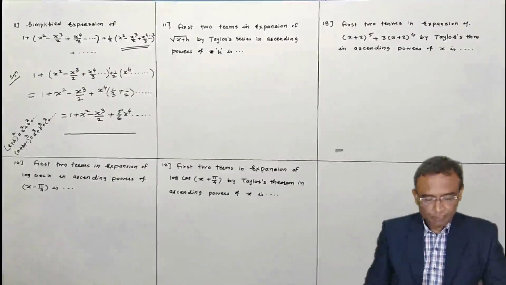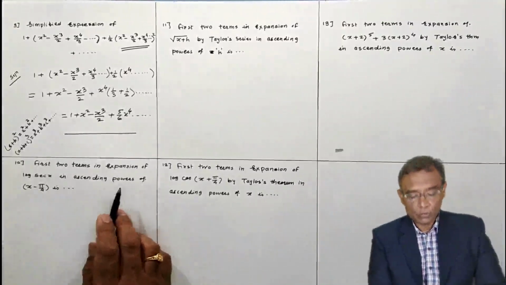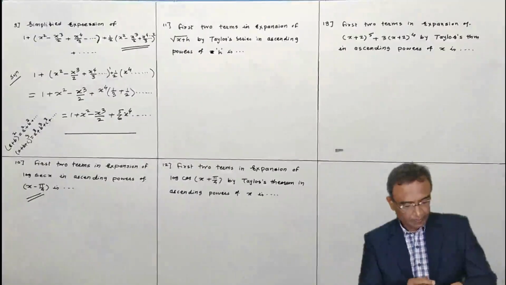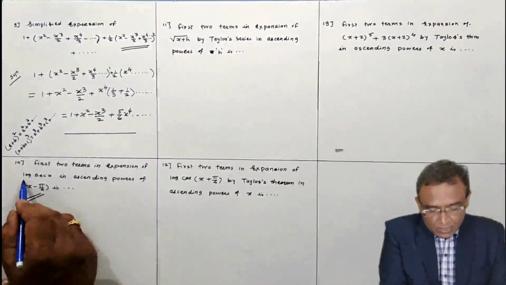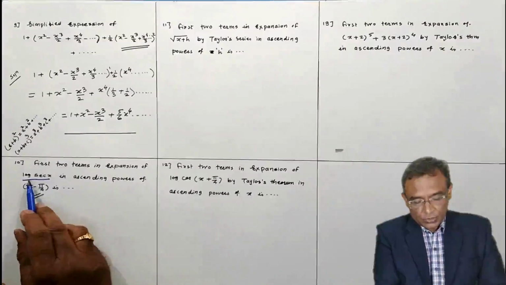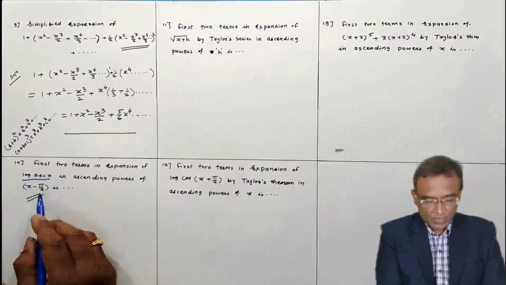Now, very quickly: first two terms in the expansion of log of sec x in ascending powers of x minus pi by 4. Okay, this is important. Here we are expanding a function of x in ascending powers of x minus a, or x minus h.